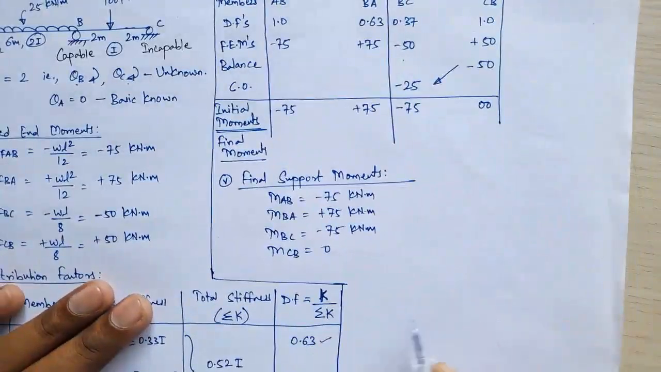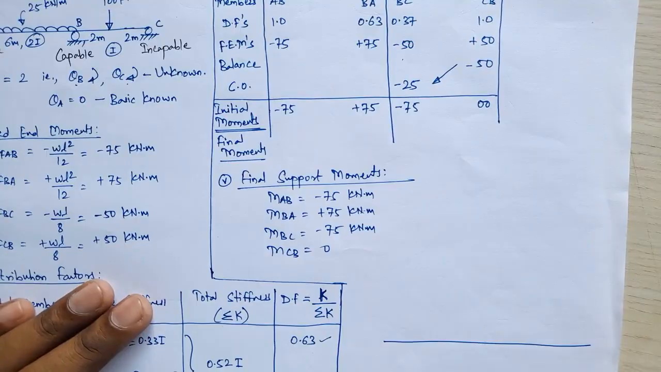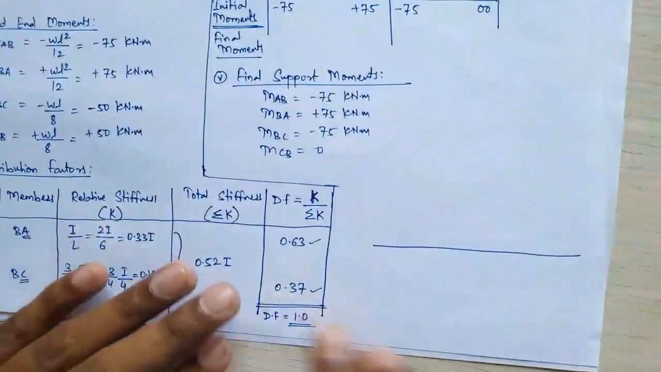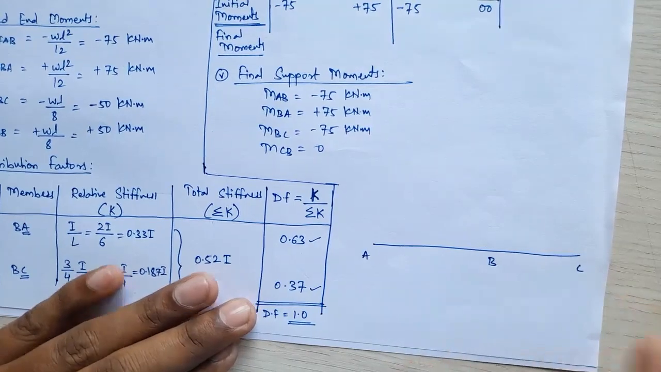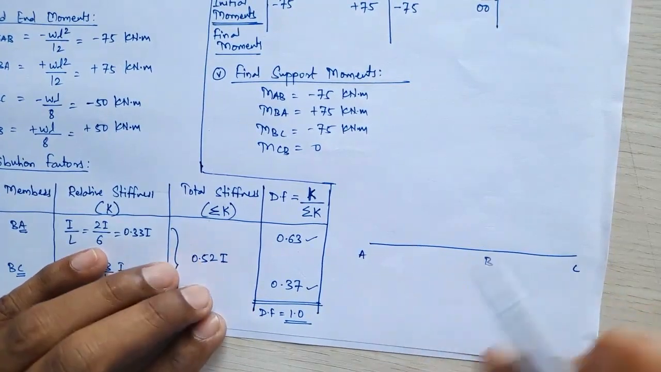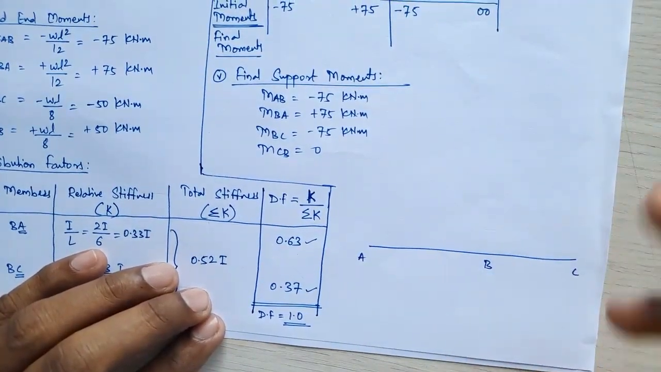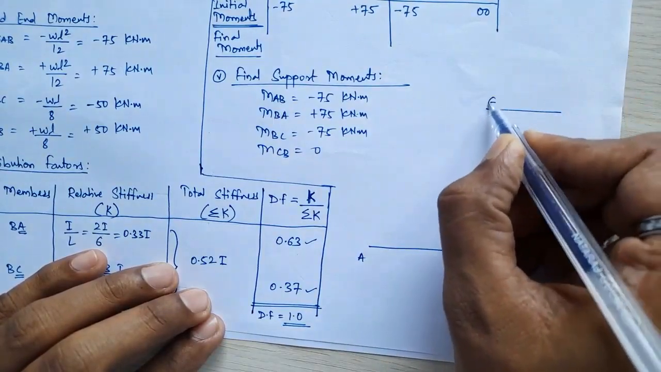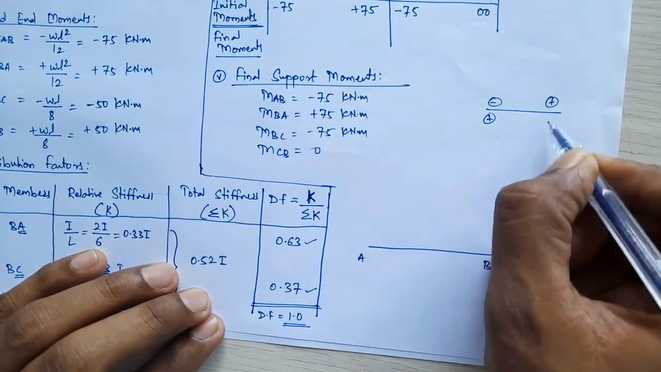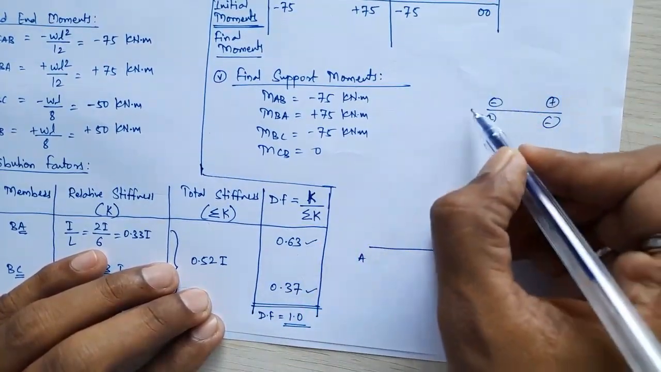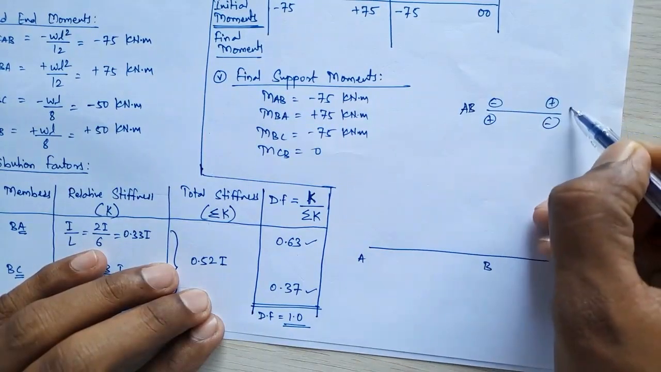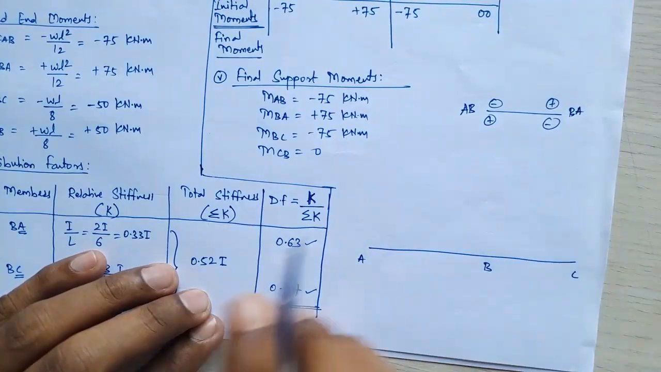Here your numerical ends, that is you are calculating the final support moments. Further what you have to do, you have to draw the BMD by superposition. Okay, so we will check: this is your support A, support B, and here you are having support C. Sign convention is the same as we use for the slope deflection method, negative moment, positive, positive and negative. Okay, so first we will check for joint A, here you are having MAB, here you will be having MBA for AB member.